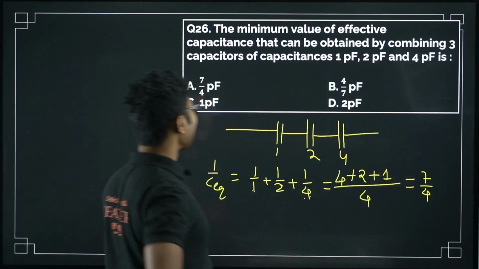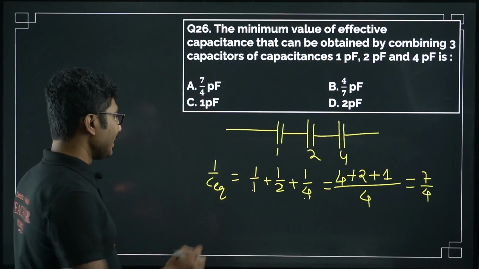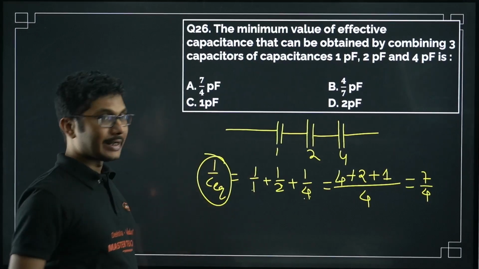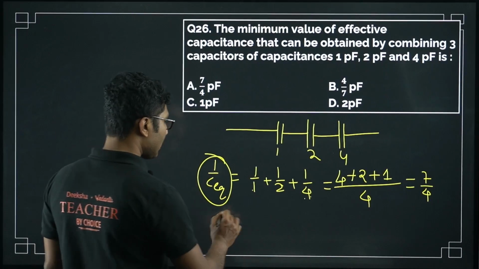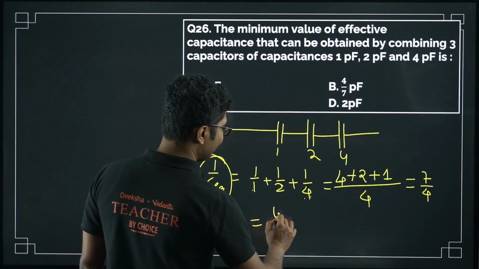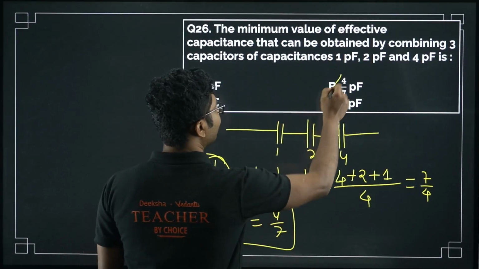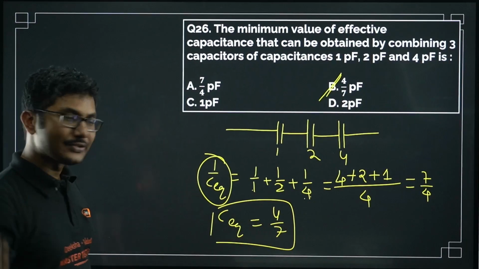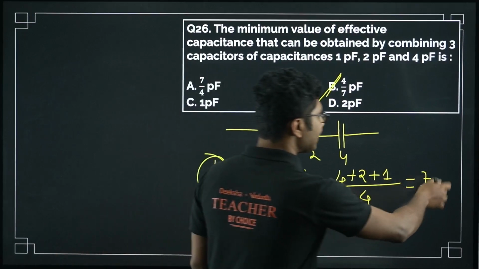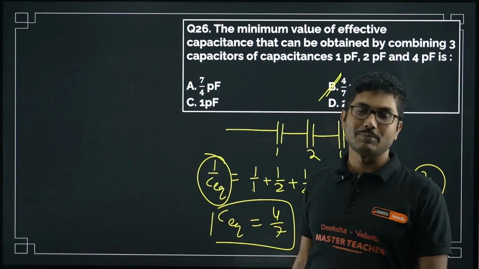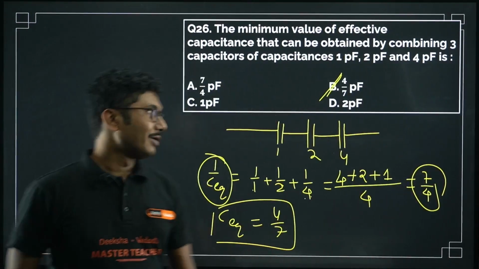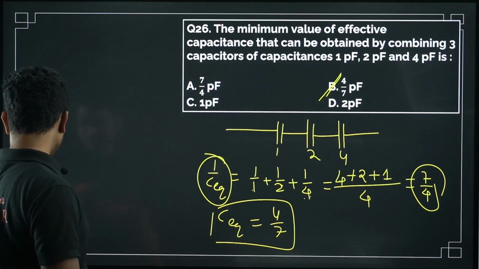Now remember that this is not the answer. Here we have 1 by C equivalent, so you have to take the reciprocal of that. So C equivalent is equal to 4 by 7. So the answer is 4 by 7 picofarad. Now I have seen students, after solving this much, they forget to take the reciprocal and make it wrong, right? Now 27.